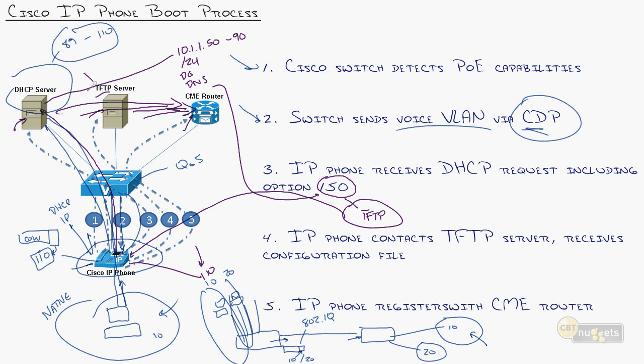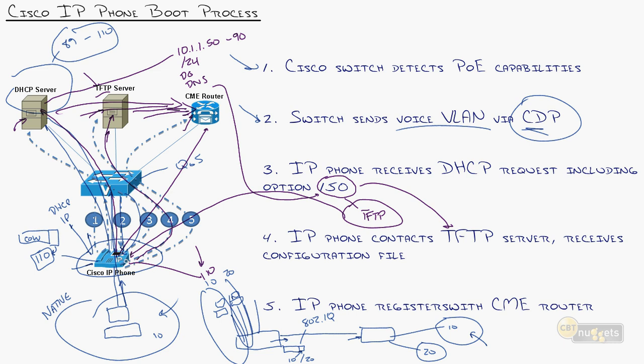Maybe you are running it on a separate server. Well, this isn't the CME router, and that's not the CUCM server if that's what you're running. So that configuration file will point the phone to the next step. Option 150 tells it where to go. Step 4 is now the phone contacts the TFTP server and says, hey, give me my configuration file.